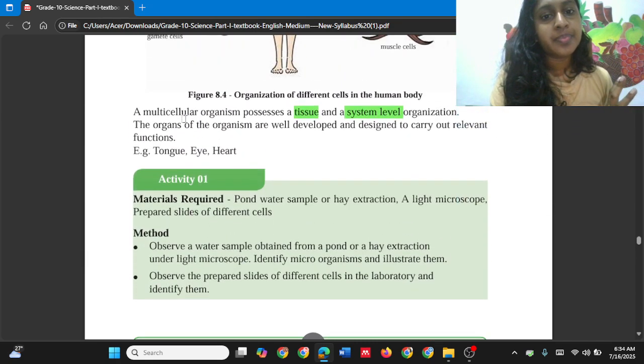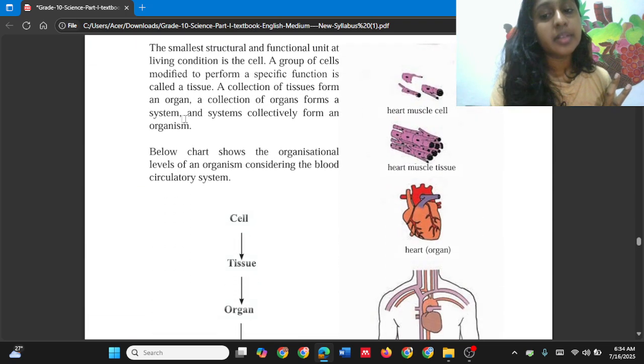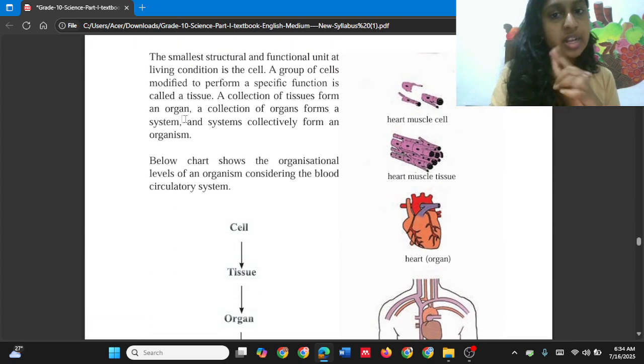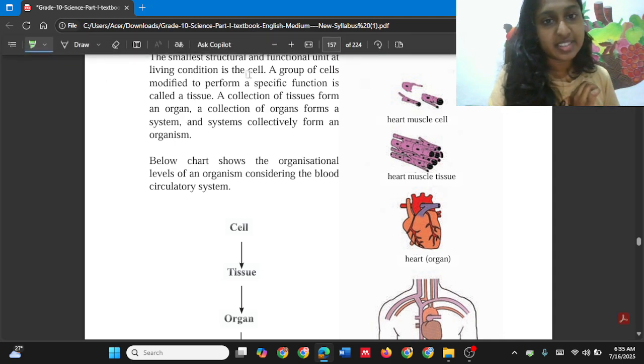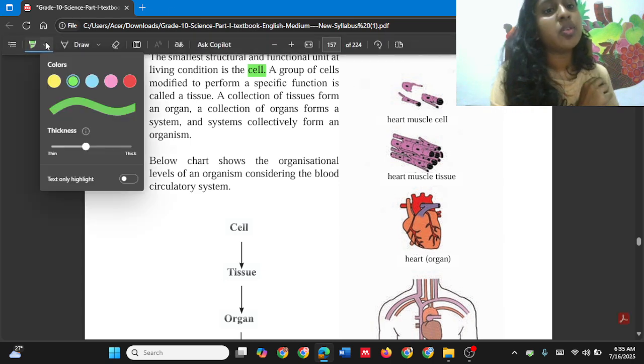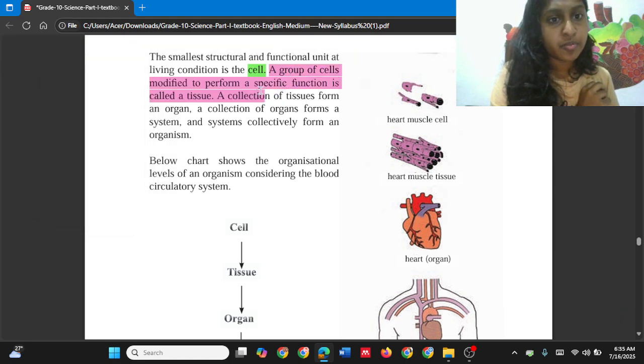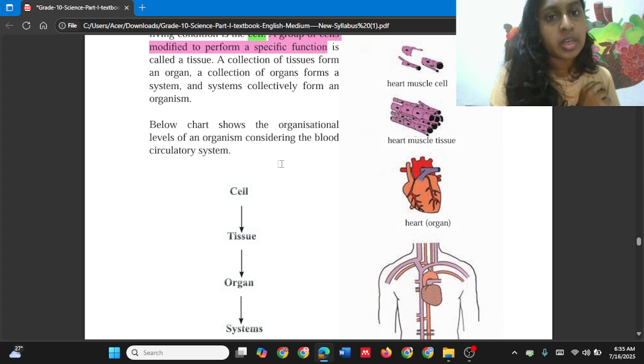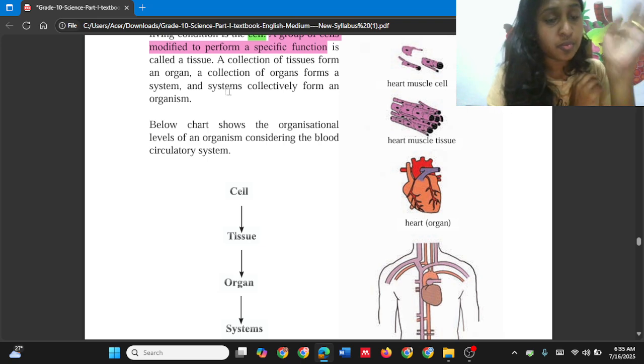Now we were in this cell organization part. The smallest structural and functional unit of living condition is the cell. In cell theory we learn this. A group of cells modified to perform a specific function. We didn't learn this earlier, so you should know this definition. A group of cells modified to perform a specific function is called a tissue. A collection of tissues form an organ.